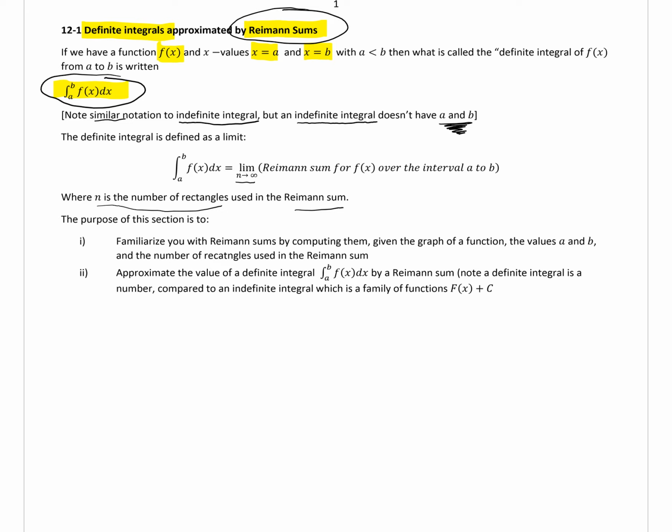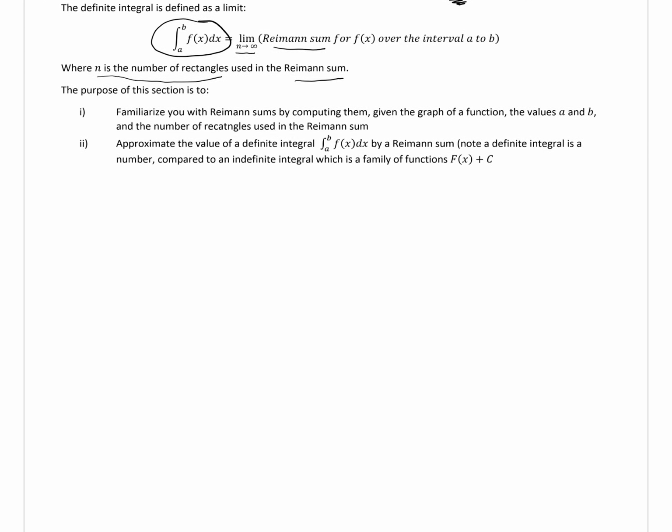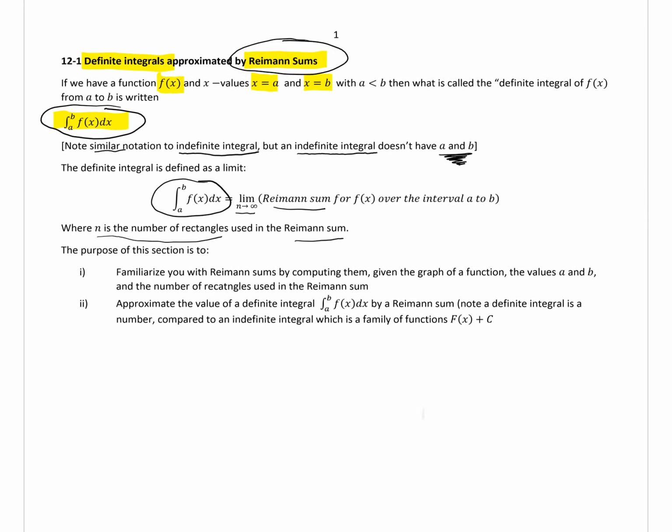So once we know what a Riemann sum is, the limit as n, the number of rectangles, goes to infinity, is what this definite integral is defined to be. That will make more sense once we do some actual Riemann sums in the next few pages. That's going to be what it's all about. So we're going to move on to doing some Riemann sums now.